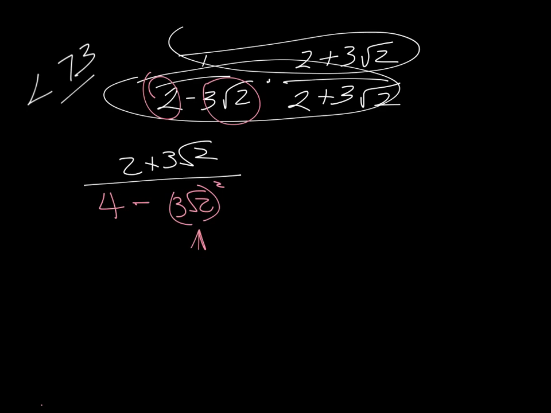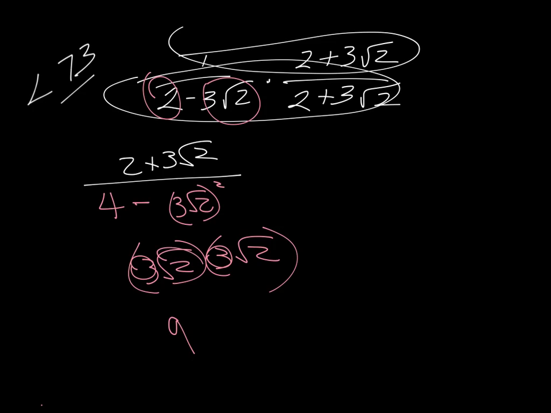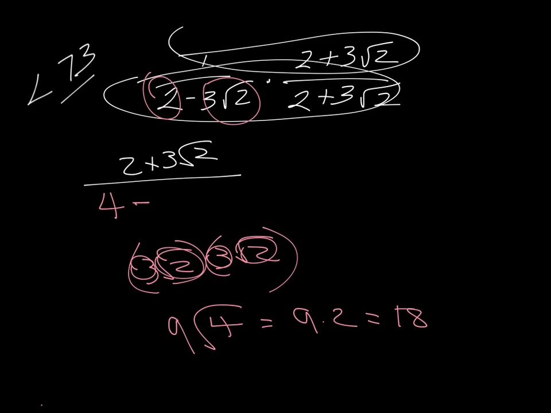You've already practiced that, so 3 square root of 2 times 3 square root of 2 is going to be 3 times 3 is 9. Square root of 2 times the square root of 2 is 2, so this is going to be 9 times 2, which is 18. Okay, so we're going to put an 18 here. And we get 2 plus 3 square root of 2 over 4 minus 18, which is going to be negative 14. And then remember, we split those up.